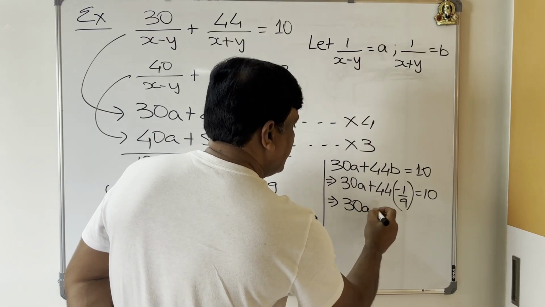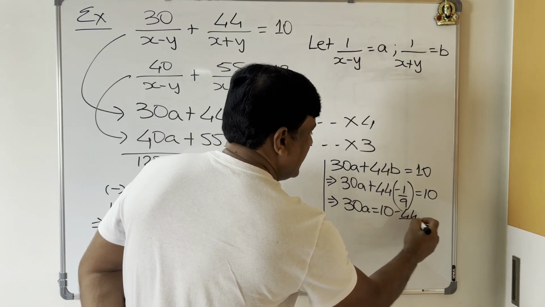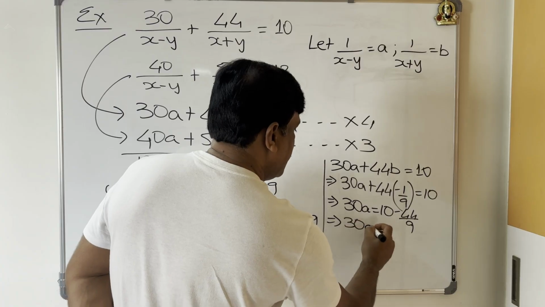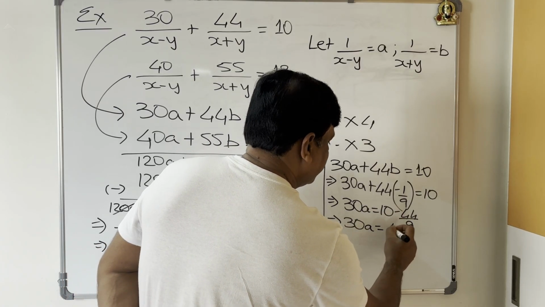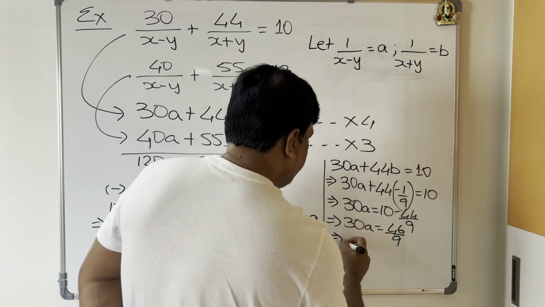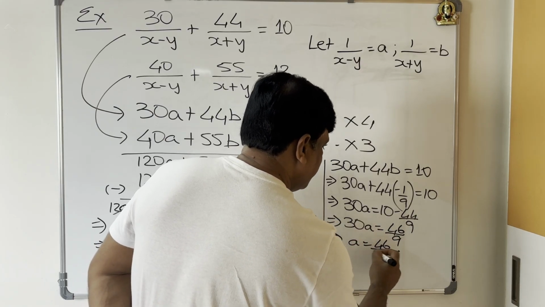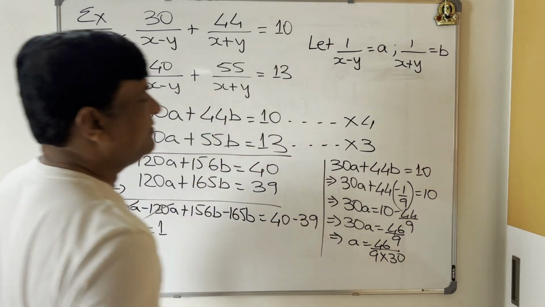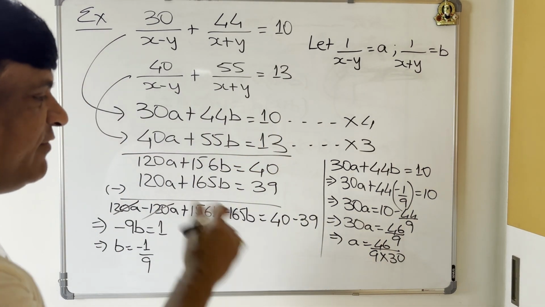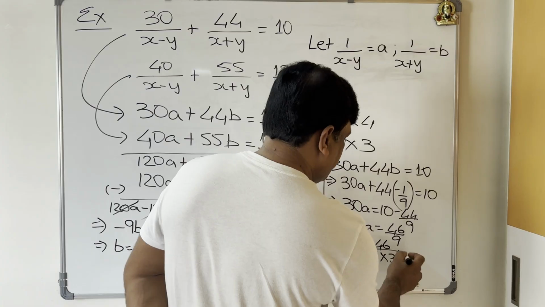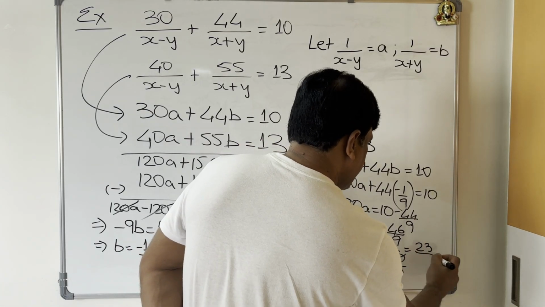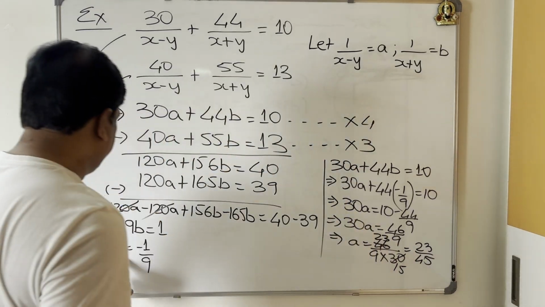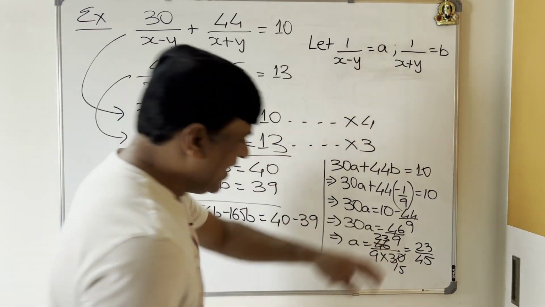So write it as 30a is equal to 10 minus 44 by 9, which is equal to, 9 into 10, 90. 90 minus 44 is 46. So 30a is 46 by 9. Therefore a will be equal to 46 over 270. Look at it. Can you do that? You got the value of a, right? Whatever it is, 2 15s are and 2 23s are, so you get 23 by 135 over here. So you got the values of b is equal to this much and a is equal to this much.